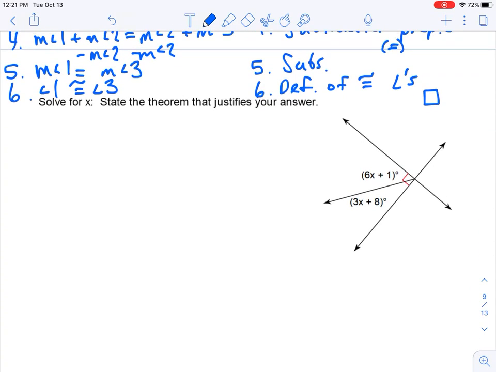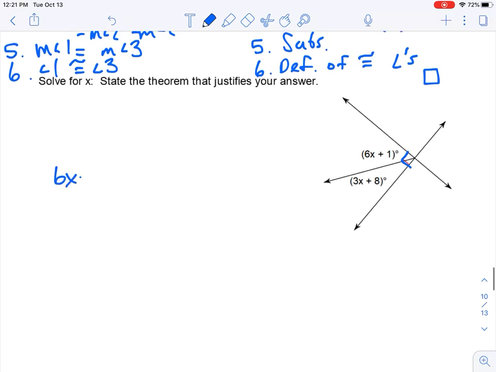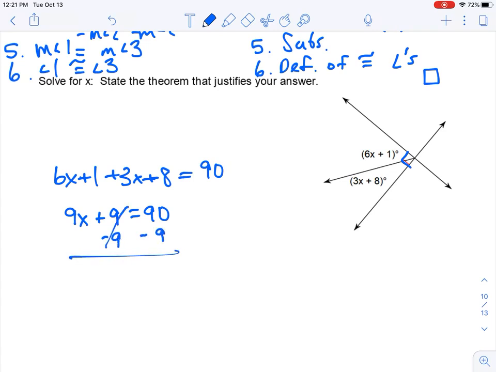Alright, these next few slides, we are going to solve for x and then state the theorem that justifies your answer. So, to solve for x, I notice this is 90, which means I'm just going to add and equal these to 90. We've been doing these since the beginning of the school year, where we decide if we add and equal or if we set them equal to each other. Oops, not 180. It's 90. And then we go ahead and solve. So our x value is going to be 9.